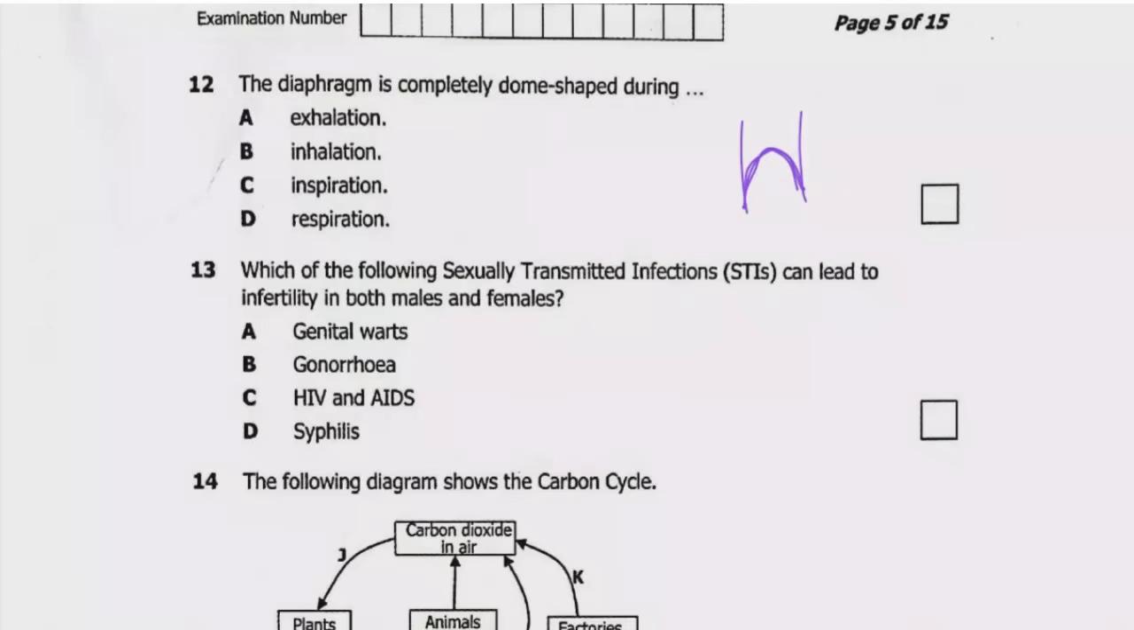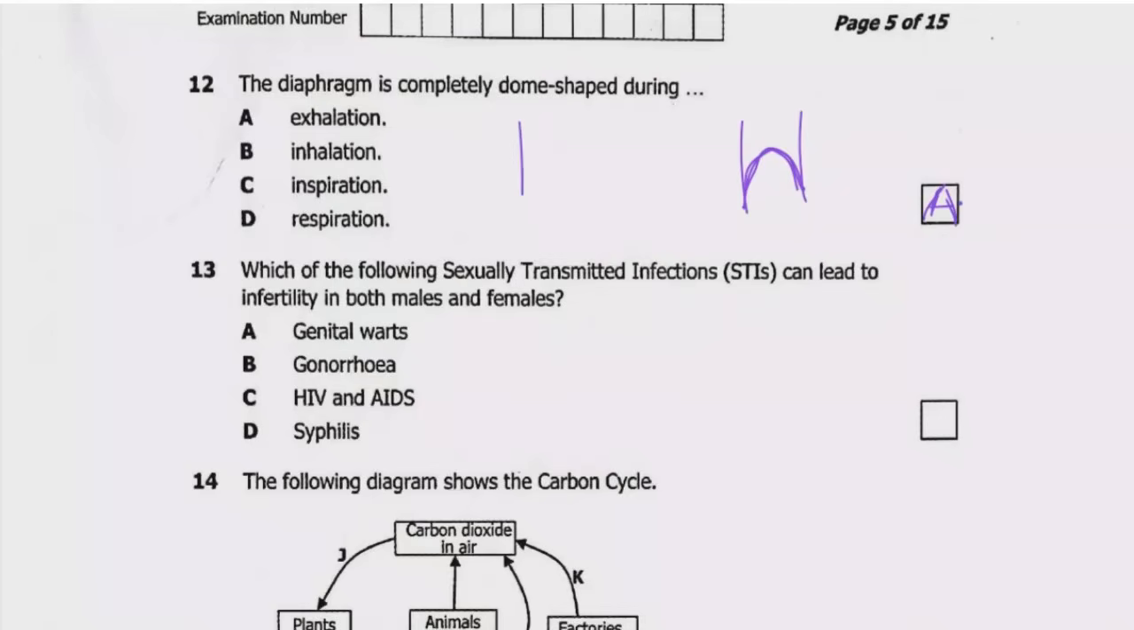So why does the diaphragm curve upwards? This is when the air is being forced out of our body. When we exhale, the diaphragm will go up to make sure that it pushes the air from the lungs outward. So that is during exhalation, which is A.